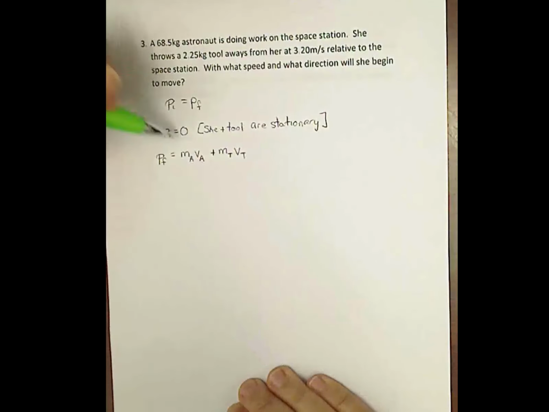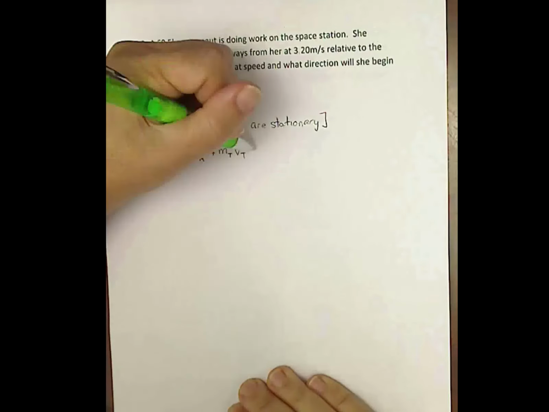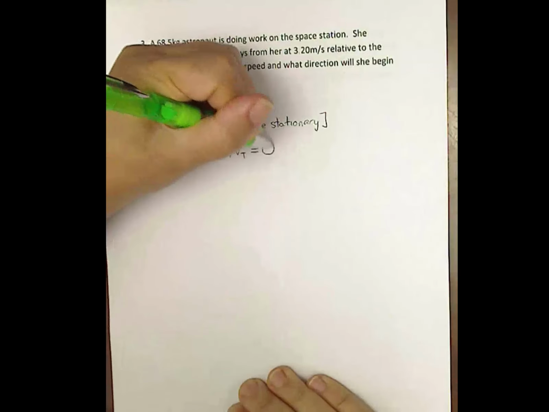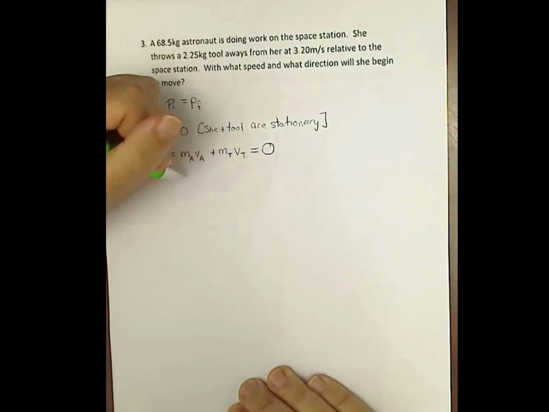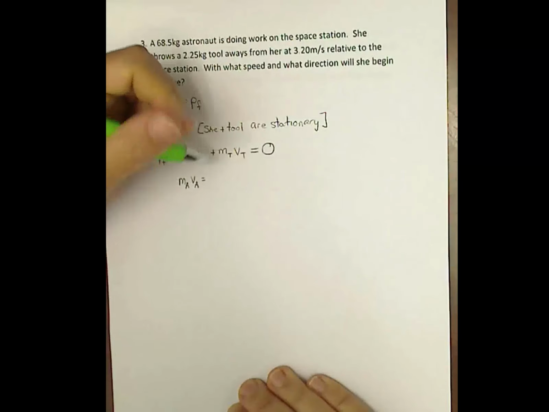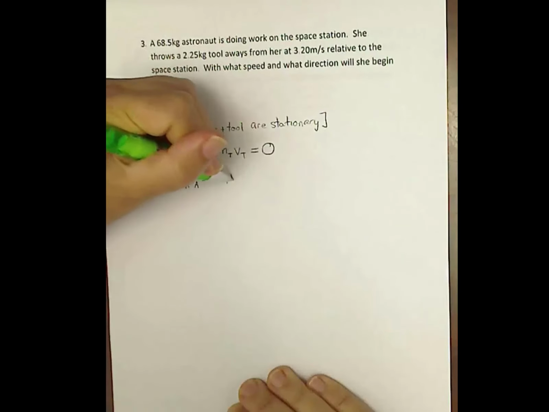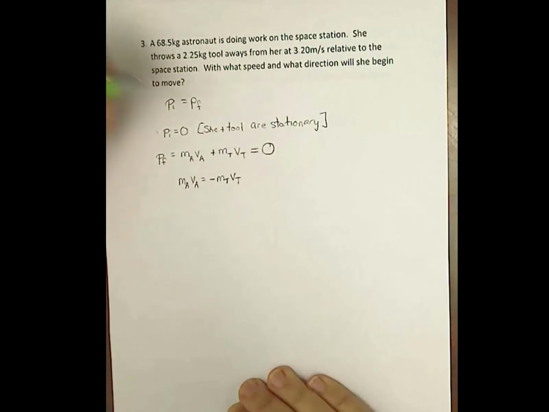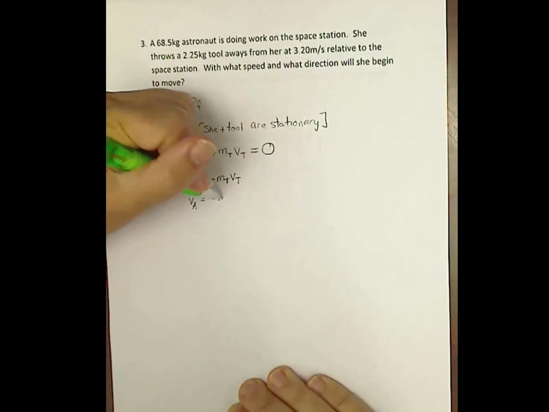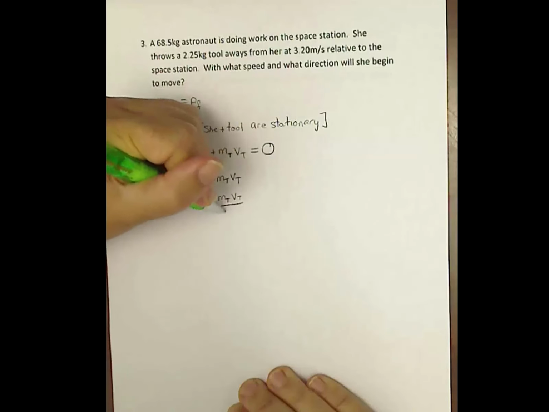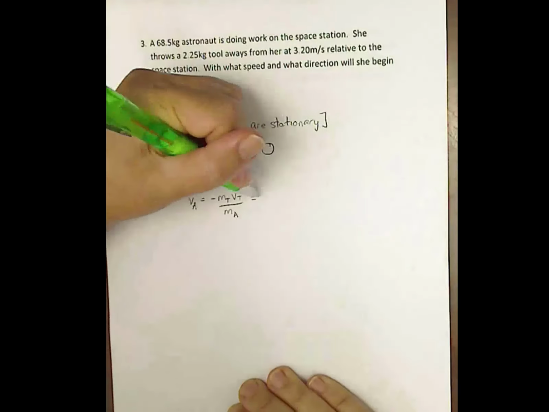All right, they give us the masses, they give us the speed of the tool, and we need to find the speed of the astronaut. Now, from conservation of momentum, we know that the final momentum has to be the same as the initial momentum, which is 0. And so what's the speed of the astronaut? Let's rearrange this to solve it. So MAVA is equal to minus MTVT, where T stands for tool. And it's negative because I took it over to the other side. So minus MTVT over MA is the speed of the astronaut.